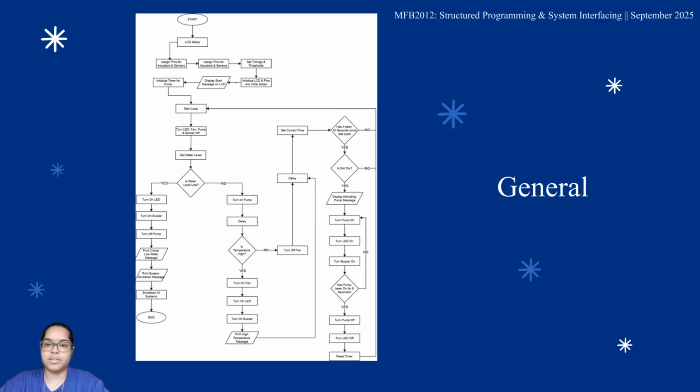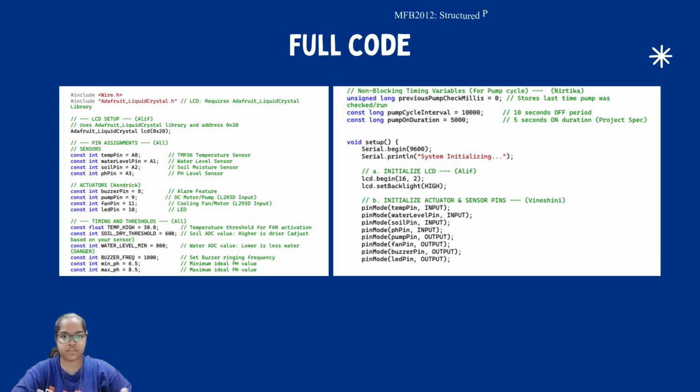Next, we set timings and thresholds. This is where we define important values such as the minimum acceptable water level and the dryness threshold for the soil. Once initialization is complete, the system is ready to move into its continuous operational phase, marked by the start of the loop. This is where my team members and I will explain each of our parts for the loops. This is the full code, and we will be discussing it part by part for every component.